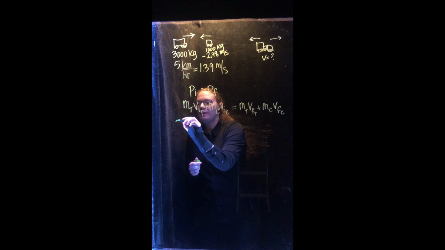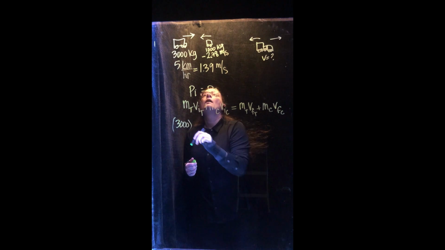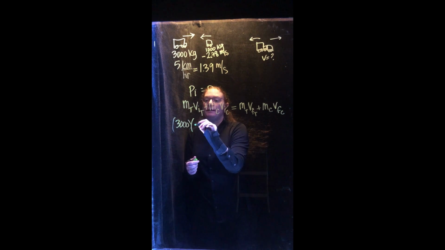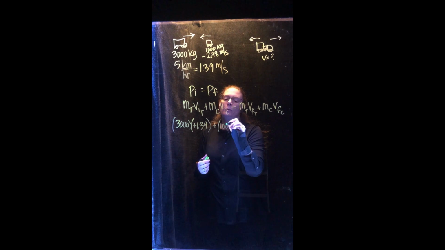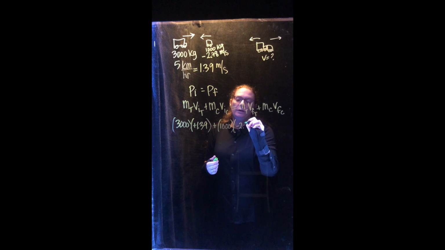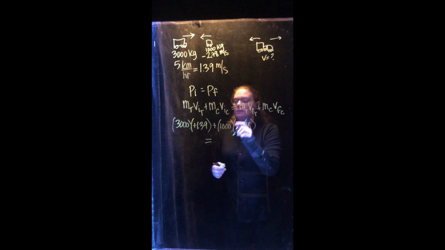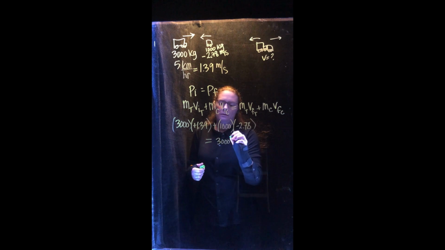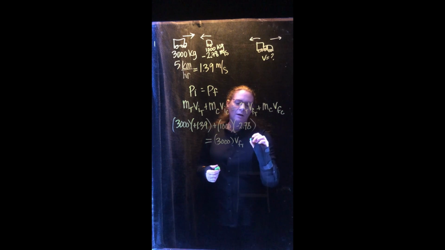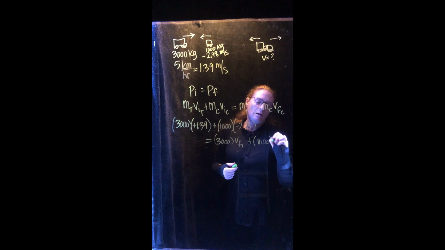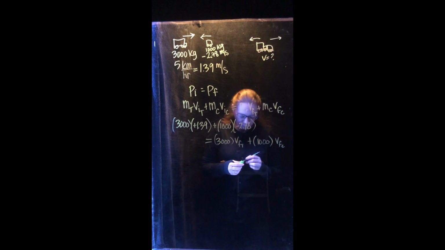All right, let's put our numbers in and see what we get. Mass of the truck, 3,000, times my velocity, positive 1.39, plus the mass of the car, 1,000, times negative 2.78. Oh man, these are long equations. Mass of the truck, that was 3,000, V final truck, plus car's mass, V final car.